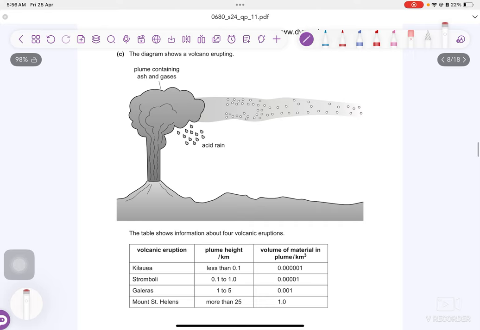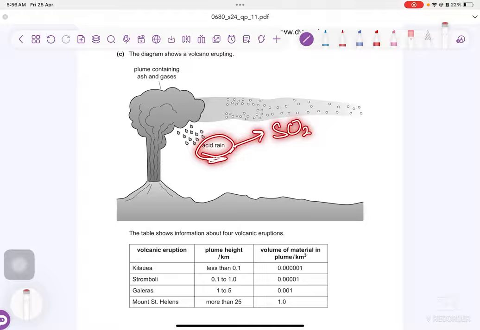Again, a picture, but this picture is not really important. So it's talking about a volcano. This is a volcano. As you can see, there are eruptions. That's called a plume, and it contains ashes and gases. So here, acid rain. This is a tip. Acid rain is caused by sulfur dioxide, okay? Sulfur dioxide causes acid rain, and also nitrogen oxides, okay?